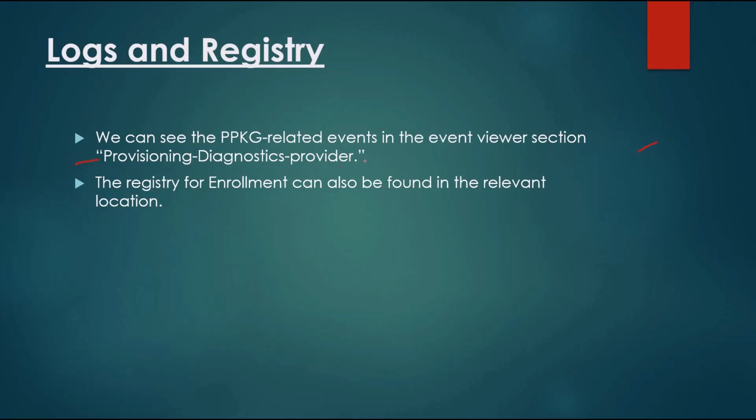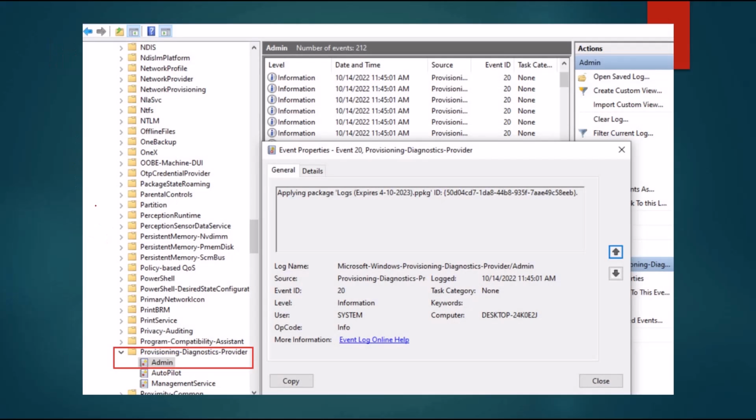The first log is going to tell us whether the provisioning package was successfully applied or not, and whether there were any errors while processing that provisioning package. And the MDM diag logs, I mean the enterprise diagnostic logs in the Event Viewer, are going to tell us whether the enrollment successfully happened or not, right? Then we are going to take a look at the relevant registries as well. This is the first location: Microsoft, Windows, Provisioning, Diagnostics, Provider, and then Admin.